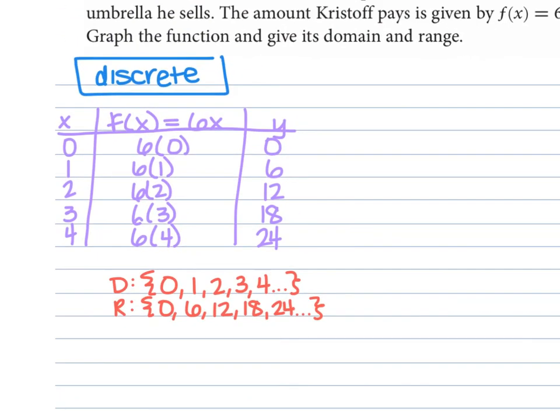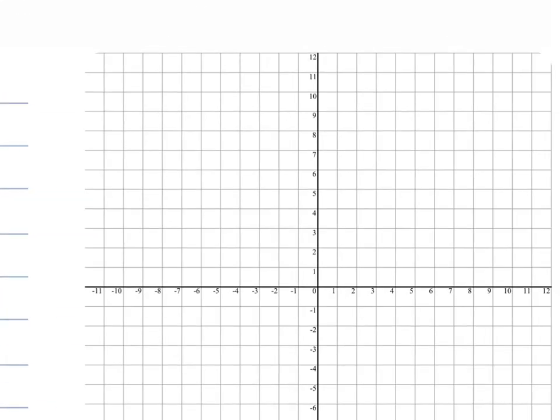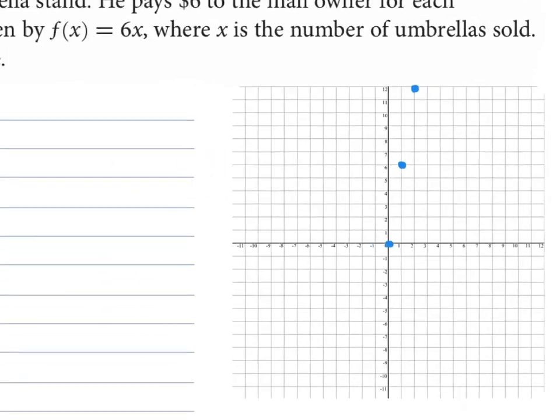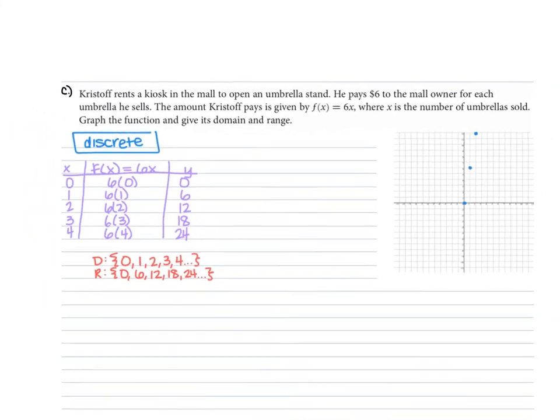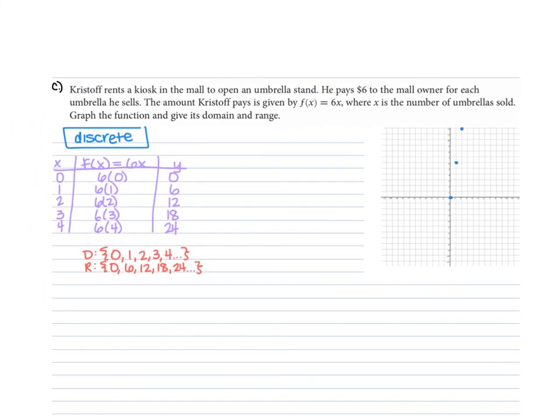If we go to graph this, we're going to have (0, 0), (1, 6), (2, 12), and then it will continue to go up, but we aren't going to draw that line because you cannot buy part of an umbrella. If you could buy part of an umbrella, then this would be a continuous graph, and then you'd be able to draw that line through it.